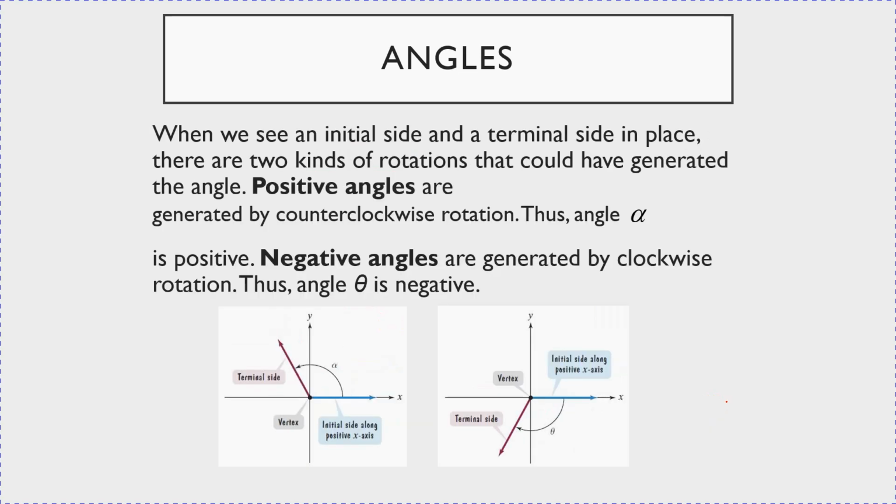Going forward, when we see an initial side and a terminal side in place, there are two kinds of rotations that can be generated. A positive angle is generated by a counterclockwise motion. So this is going counterclockwise. This is that positive angle I was talking about, so this angle alpha here is positive. Negative angles are generated by a clockwise rotation, going this way, and so we can see here that angle theta is negative. So positive angles open counterclockwise, negative angles open clockwise.